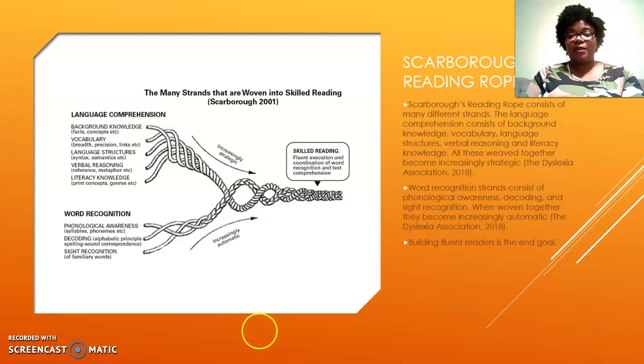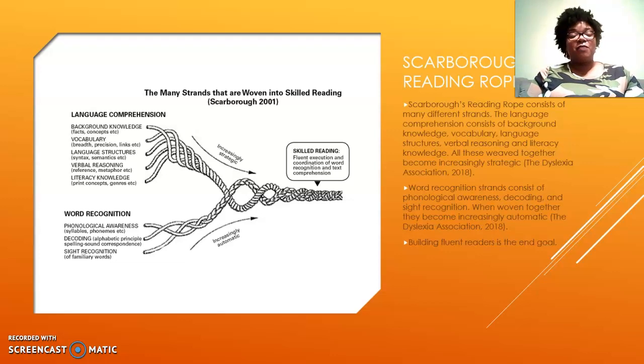Scarborough's reading rope basically takes language comprehension and word recognition, or decoding, and breaks each of those components down even more, so we can see what language comprehension is. As you can see, language comprehension includes background knowledge, vocabulary, language structures, verbal reasoning, and literacy knowledge. And when you intertwine those strands together, they become increasingly strategic.